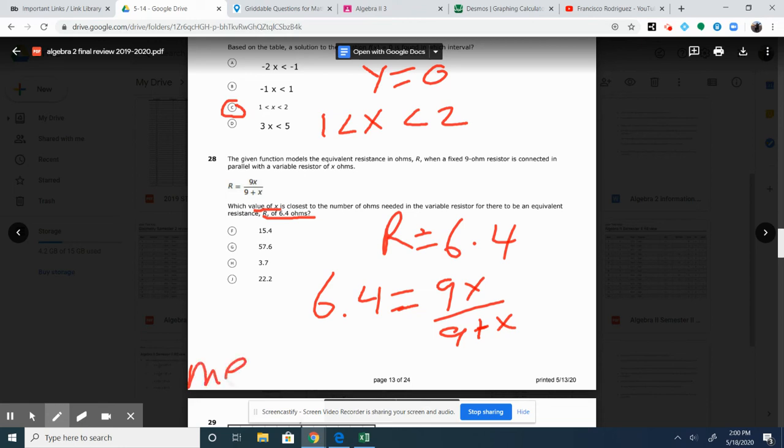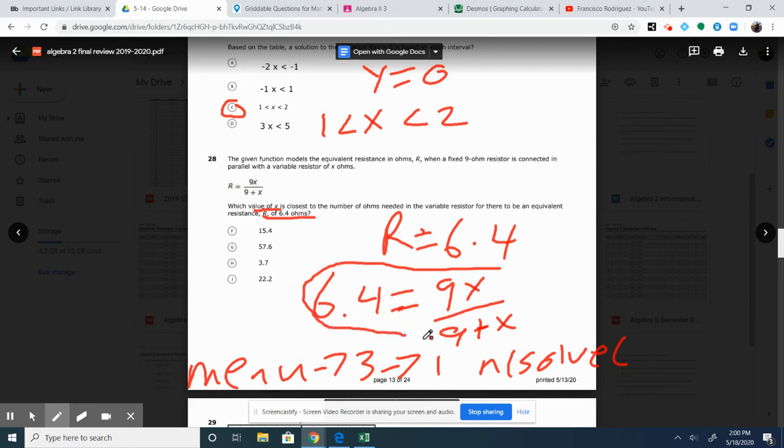If you go in the calculator menu 3, 1, menu 3, 1 will give us n solve. So n solve, in between those parentheses, we're going to put this exact equation. So we're going to put 6.4 is equal, and then we're going to put control divide so we can have a fraction, and we're going to have 9x over 9 plus x.